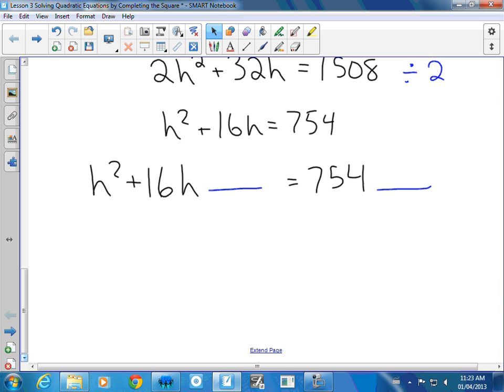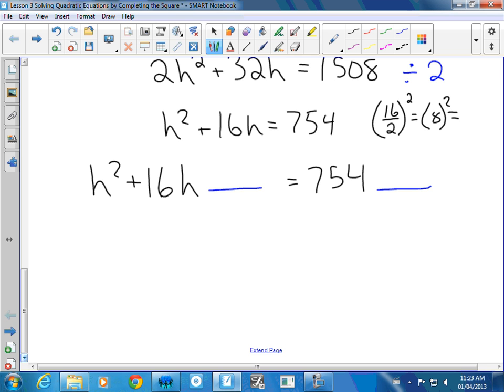What number are we taking and dividing by 2? 16, is that correct? I'm taking the 16, I'm dividing it by 2, and then what am I doing with that? Squaring it. So 16 divided by 2 is 8, squared is, what number is that? 64. Okay, now here's the cool thing. If I add 64 here, what do I have to do to the other side? Add 64.